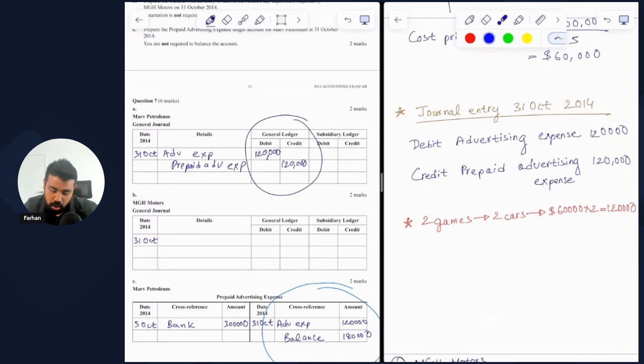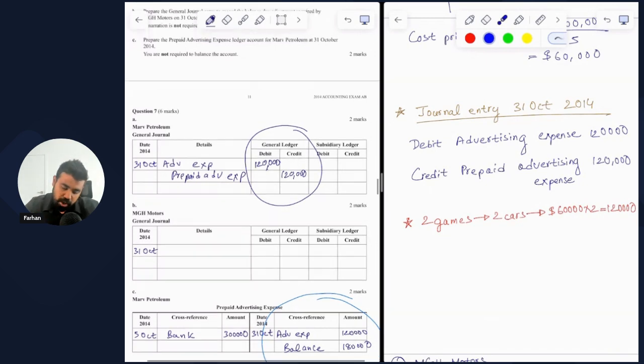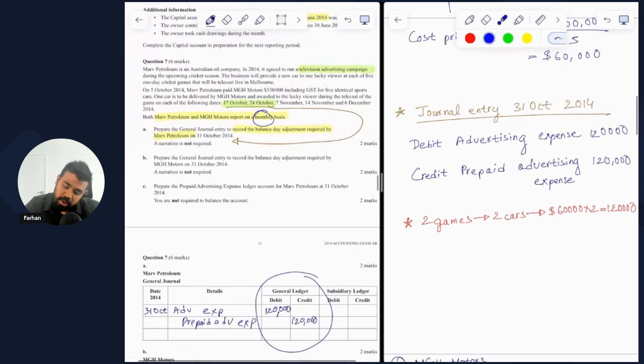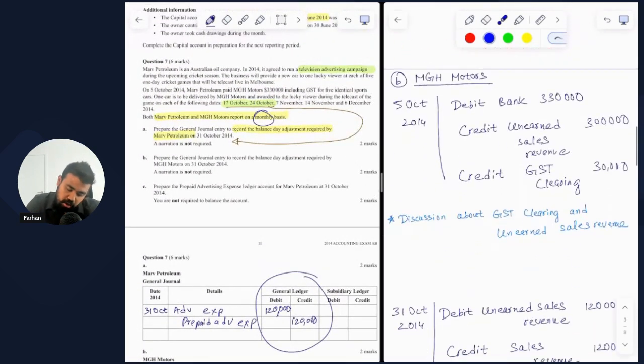All right? Okay. So now that we are done with Marv Petroleum, let's look into the second requirement of the question. So part B wants you to do the journal entry to do the balance day adjustments for MGH Motors. All right. So MGH Motors. So now we are taking a different perspective. So let's see what's going on.